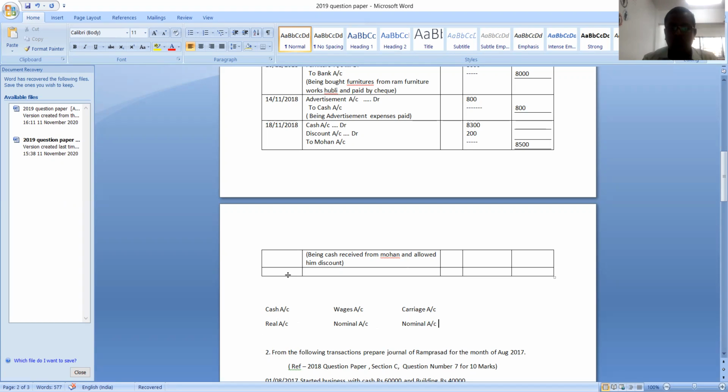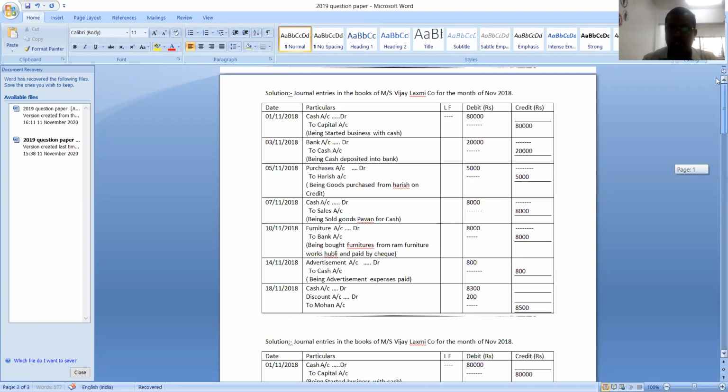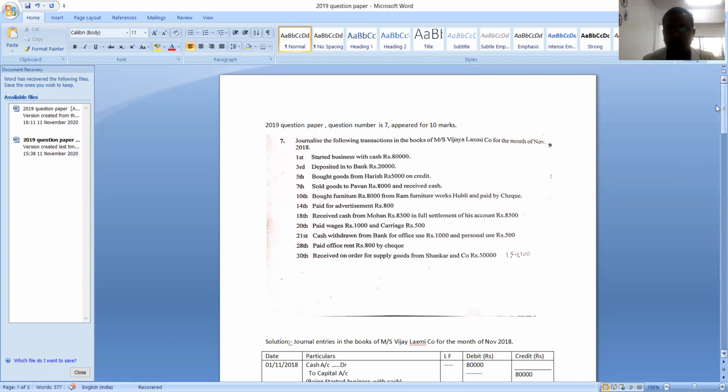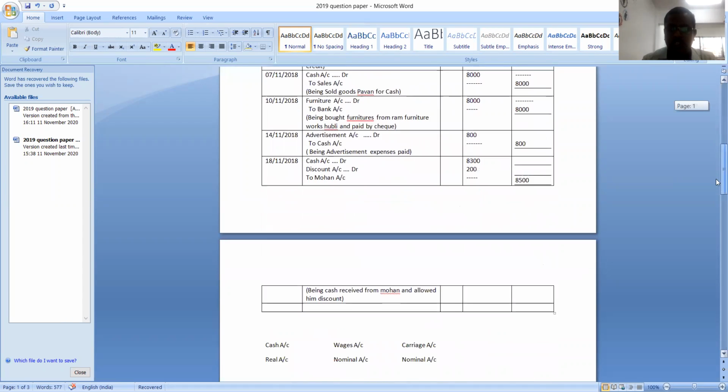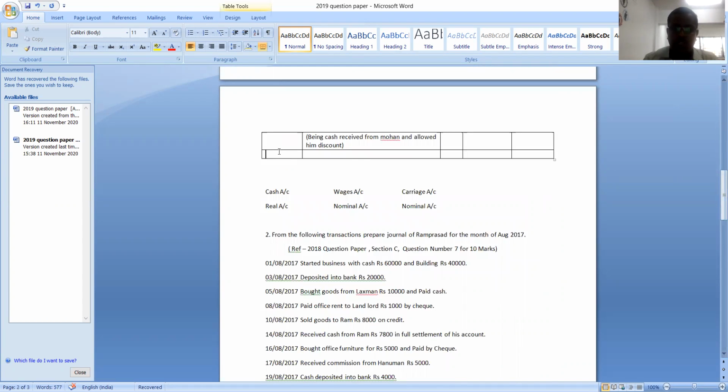So now, how to pass the journal entry? What is the date actually? The date is 20th. 20th November 2018. Fine. So here, paid wages and carriage.